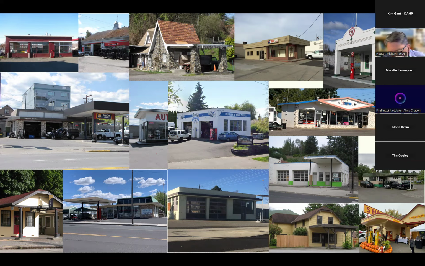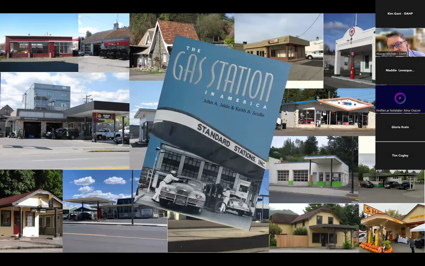So gas stations are fun. One of the books that I like to use for gas stations, probably the best one out there, is this book called Gas Stations in America. I don't know if anybody's read it, but it's a great book, has a great typology in there, and most of the typologies that we're using are from this book. So that's a good one to add to your library.